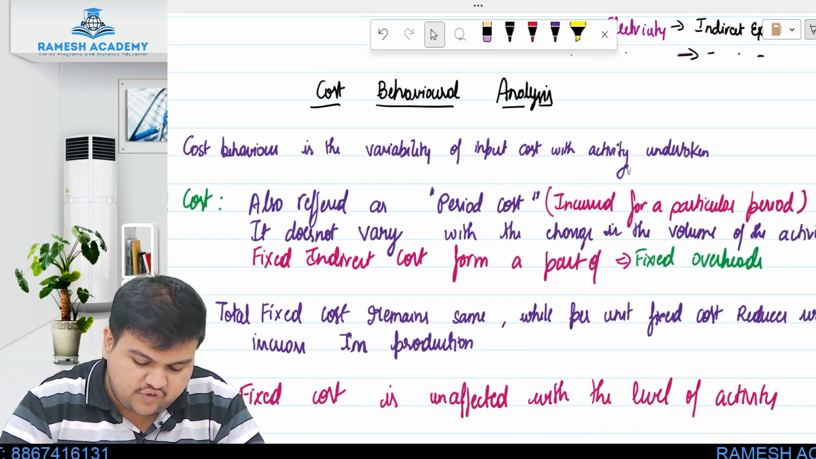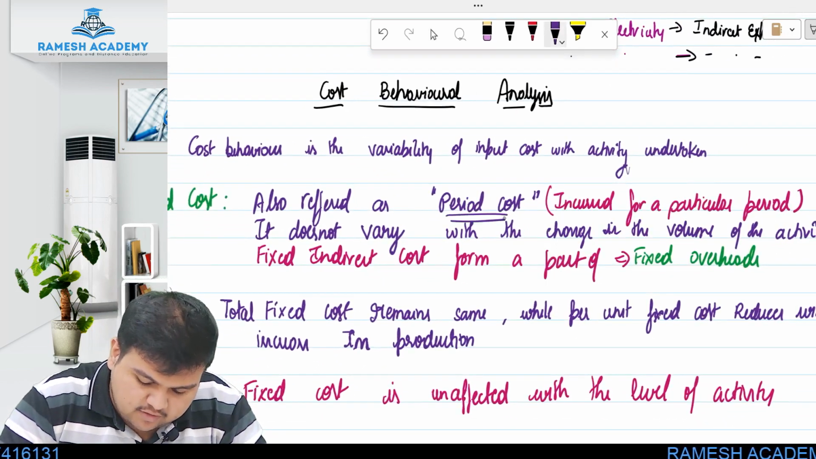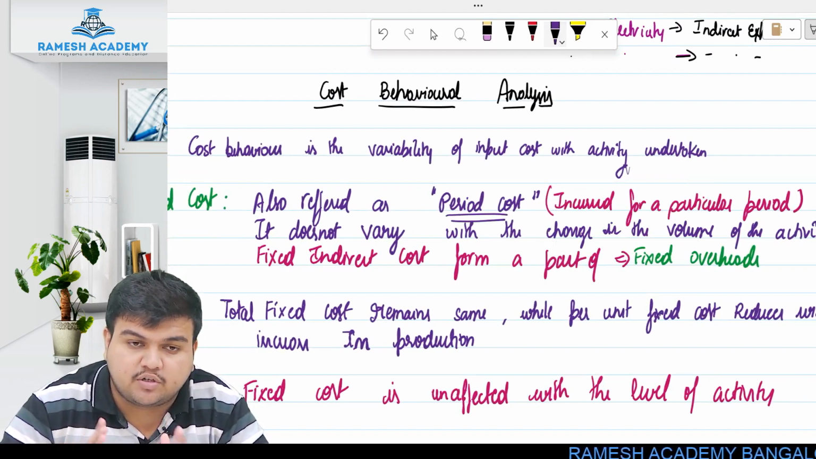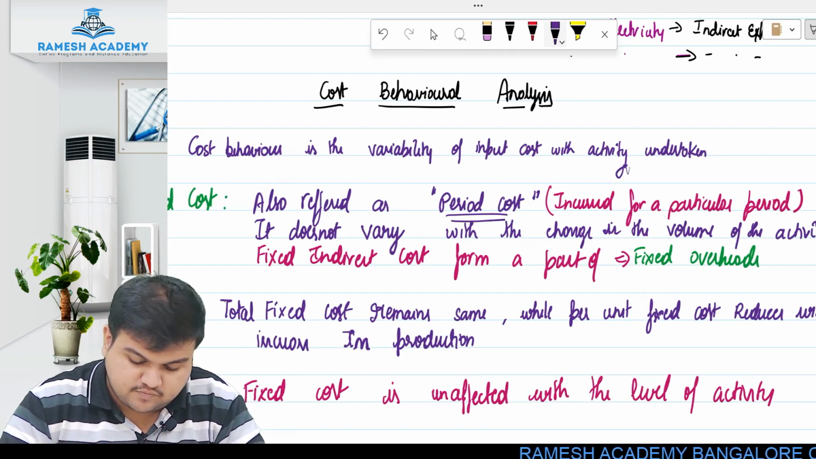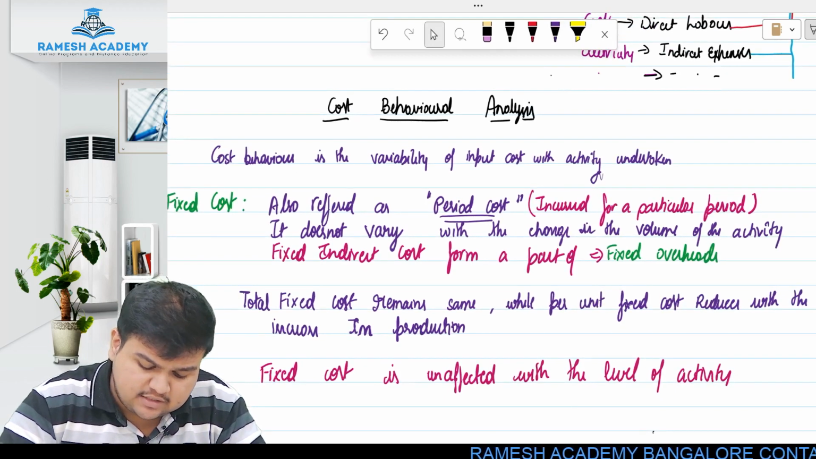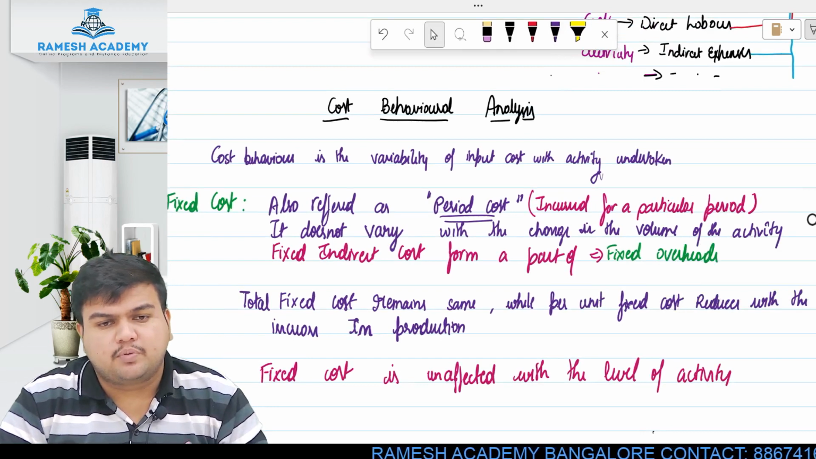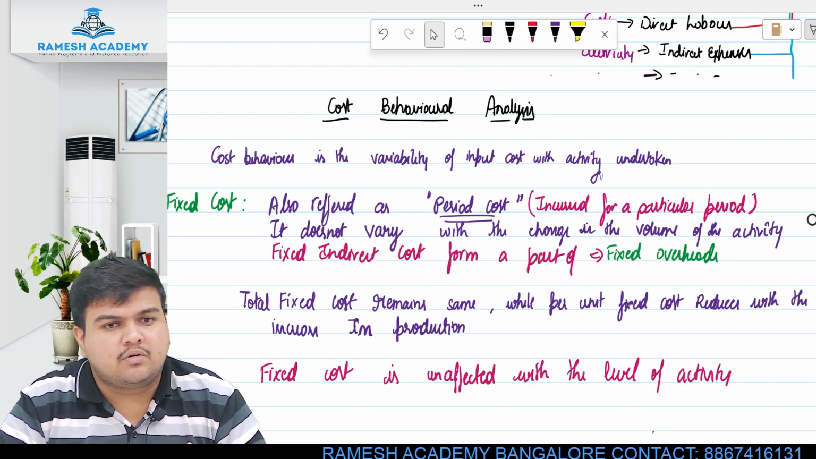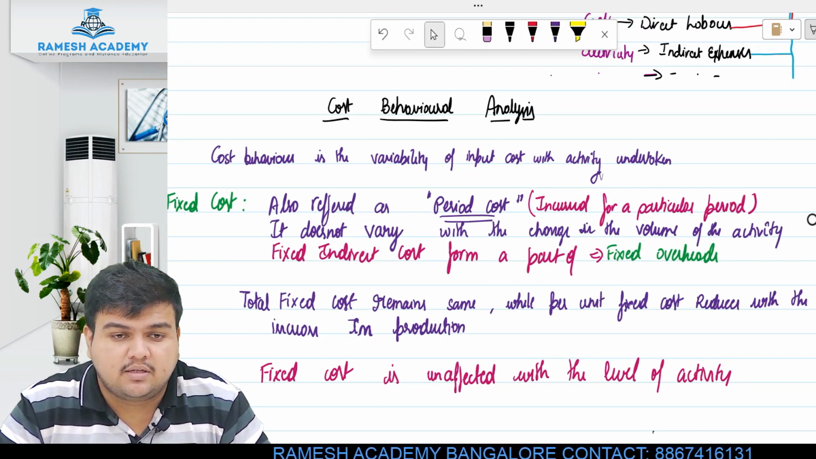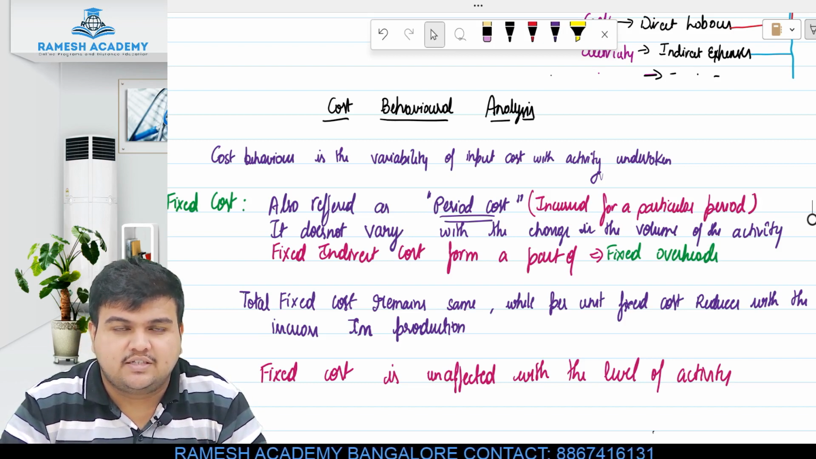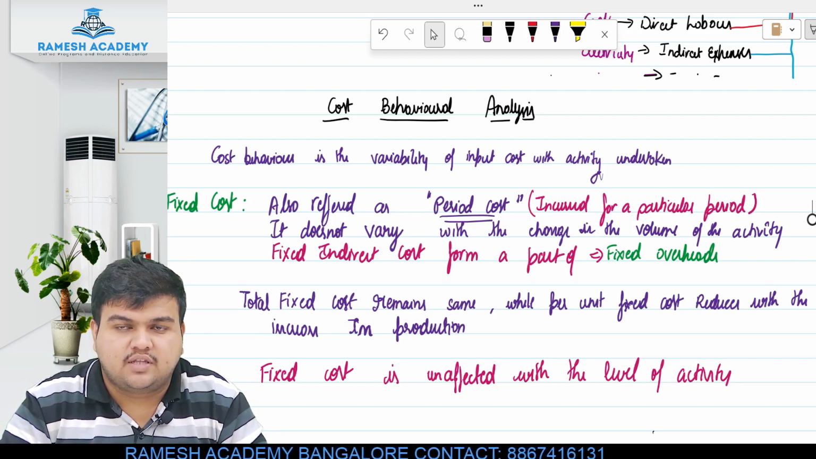Now looking at the fixed cost, it is also referred to as period cost. So it is incurred for a particular period. The fixed cost is incurred for a particular period, and it does not vary with the change in size of the activity. You incur monthly around 2000 rupees electricity, certain fixed costs like rent.